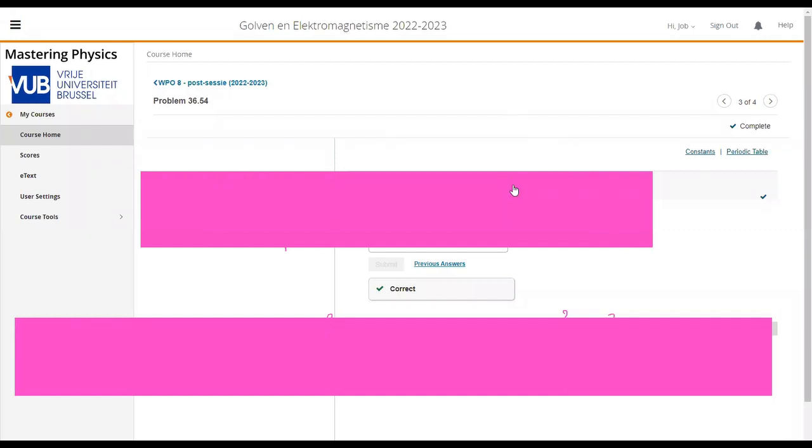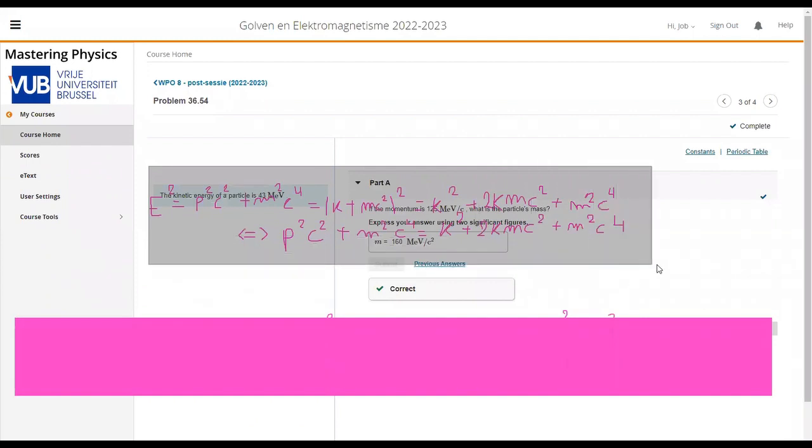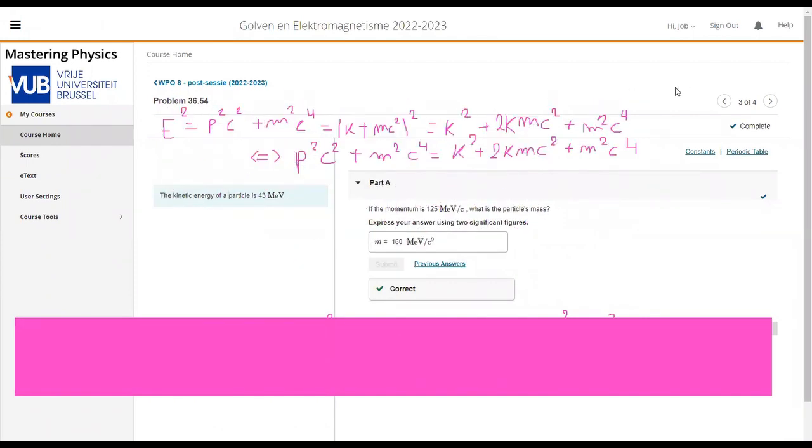Okay, right now we're in the third exercise. Let me shift it like this. So what I'm trying to say is that we are talking about a particle. This particle has a kinetic energy, and we are basically trying to find this. Wait, I will change my color.